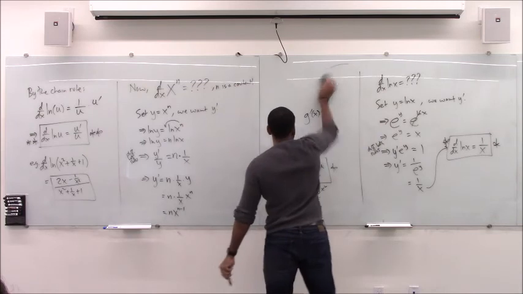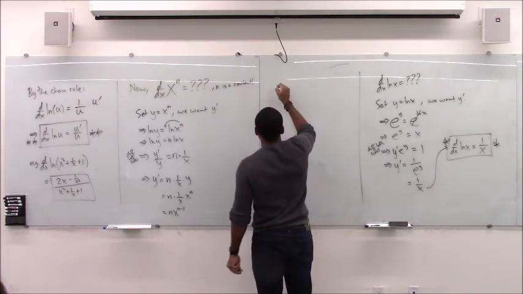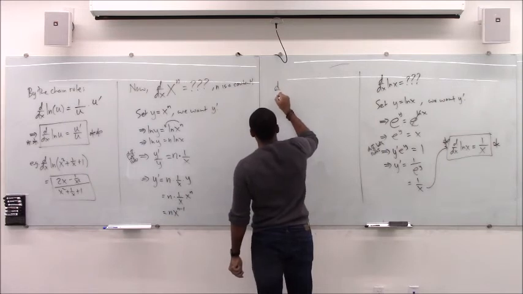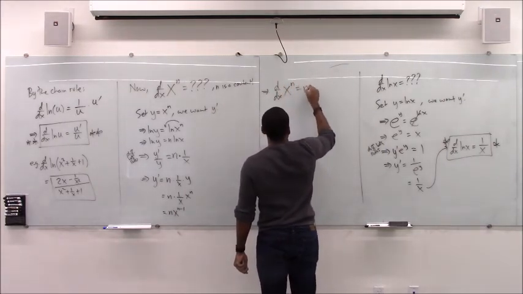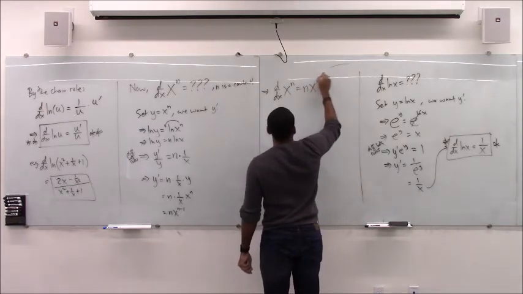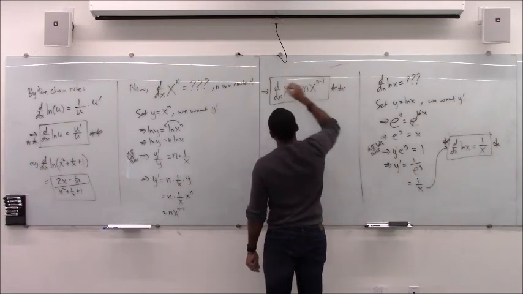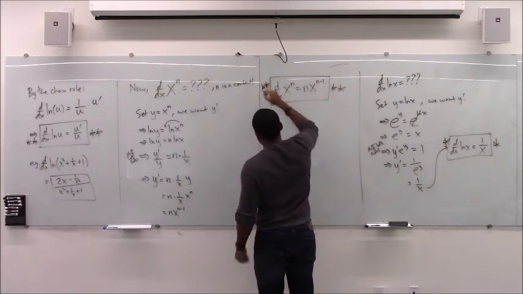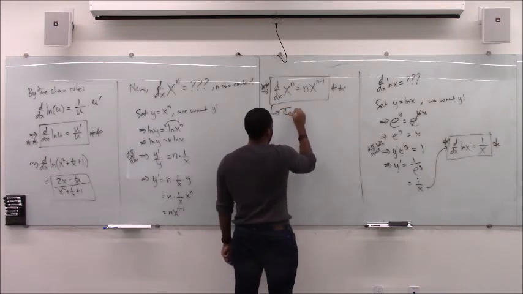Therefore, we've just figured out how to differentiate x to some power. What is the derivative of x to the n? It is n x to the n minus 1. That's a new rule that we have now. And it's a very important rule. In fact, this has a name. We call it the power rule.